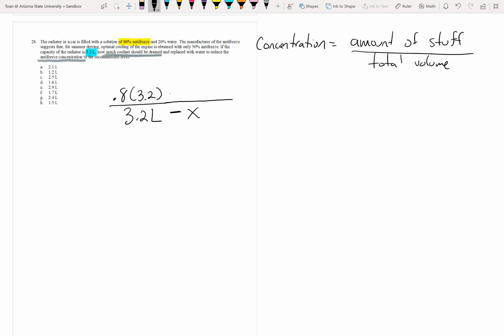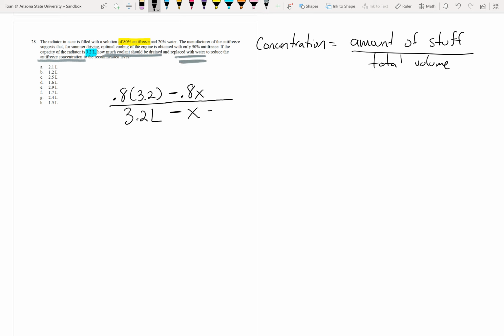But here's the idea. This X here is the amount that we drain. Every single drop of that coolant is not antifreeze. Only 80% of it. So whatever we drain, we only lose 80% in antifreeze. Well, what next happens is it says we're going to be replacing it with water. Whatever we drain, we replace.